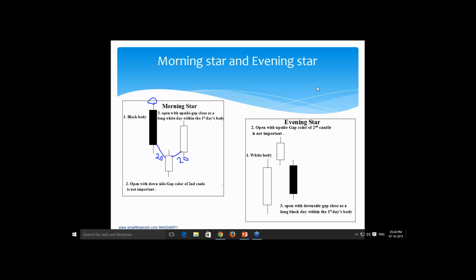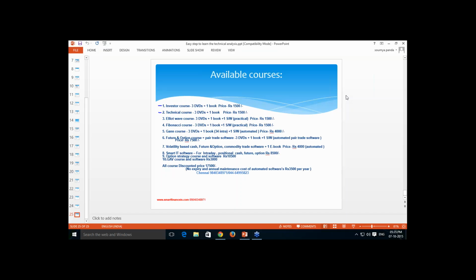And post identifying the pattern, your job is to find out the breakouts, targets, failure points of the pattern and the volume actions. These four things you have to count. So this is how you should translate the analysis. Volume 2.